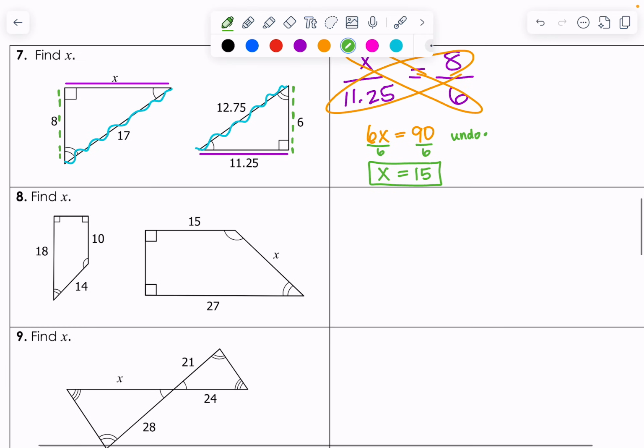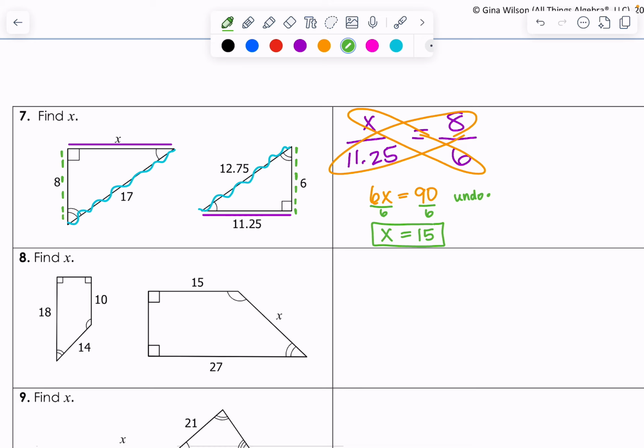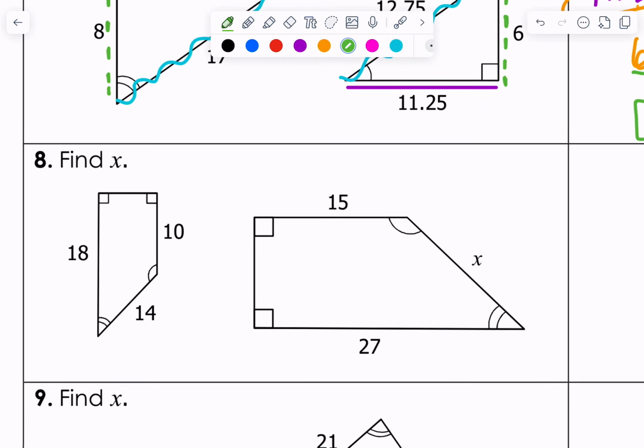Okay, now in number 8, here again we have multiple sides and our figures aren't oriented the same. So we need to be really careful about how we choose these. The most important thing is what corresponds with the side with the x. What do you think? Did you say 14? Because that would be right. Those two sides correspond.